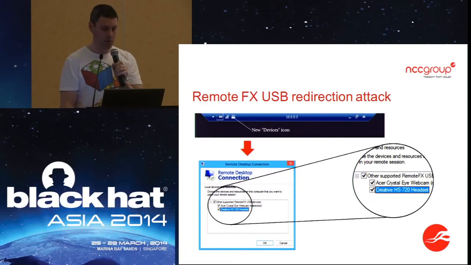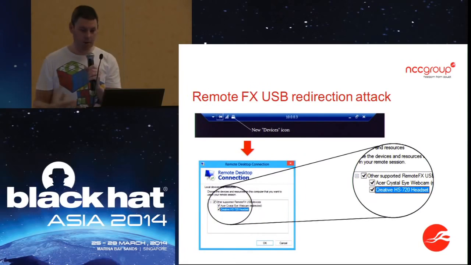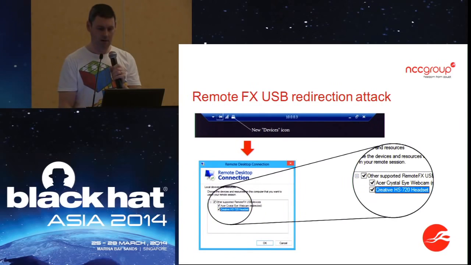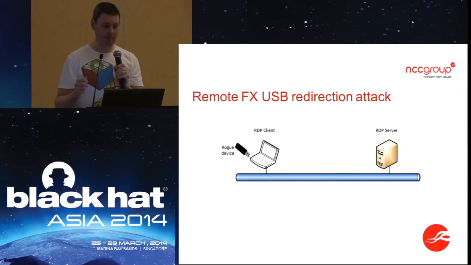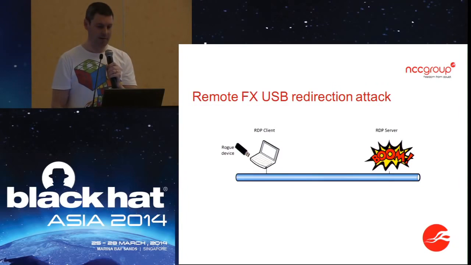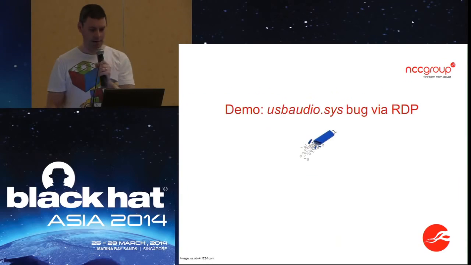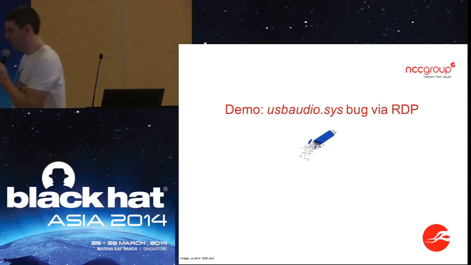So the audio device that gets emulated by UMAP comes up as a Creative headset. So you then tick that and say, yep, that's the one I want to use. You then remove that virtually, and you virtually insert your rogue device. And this time, the RDP server goes boom. Okay, let's see if we can get it to work.